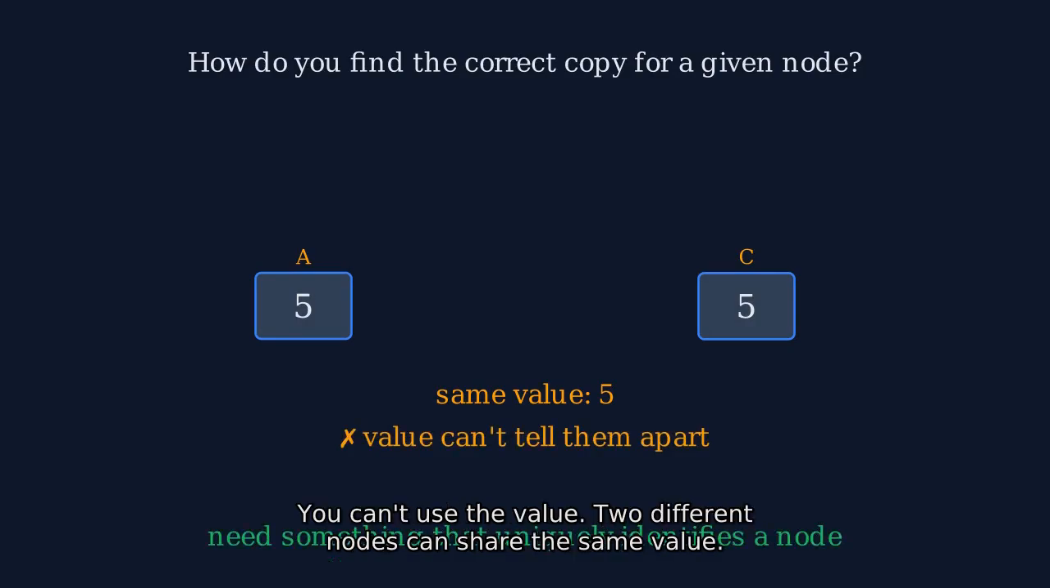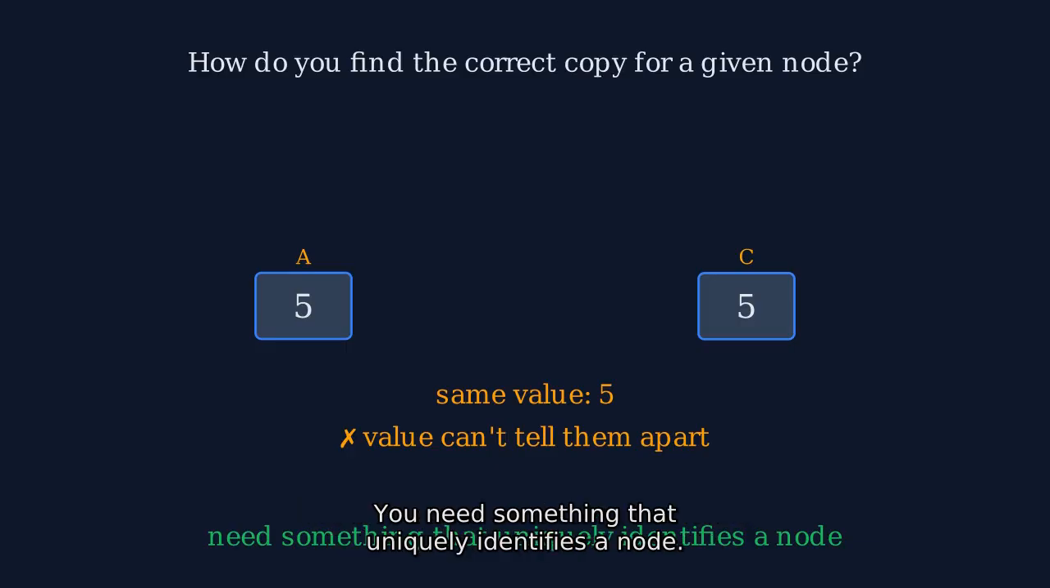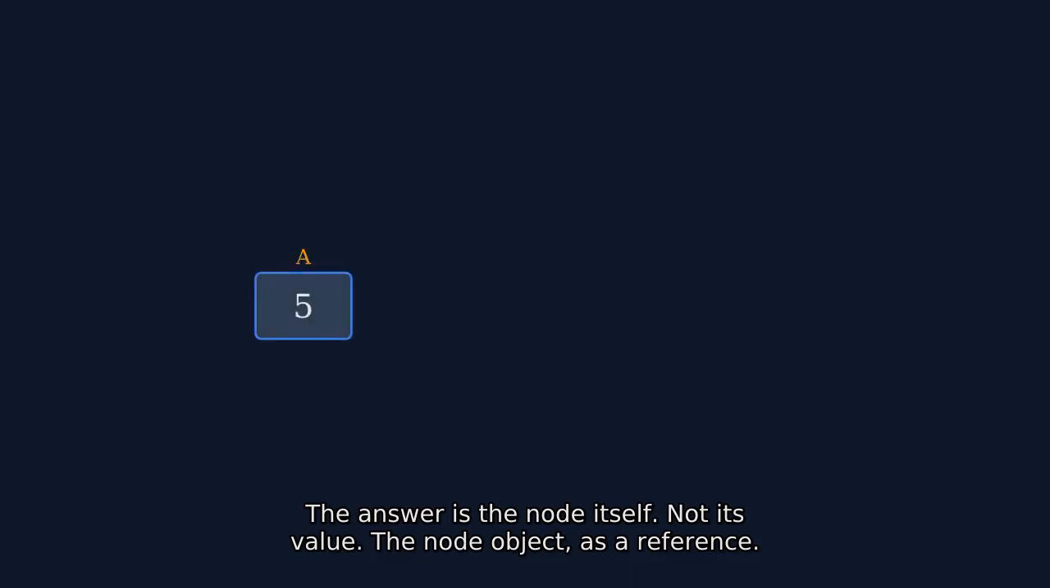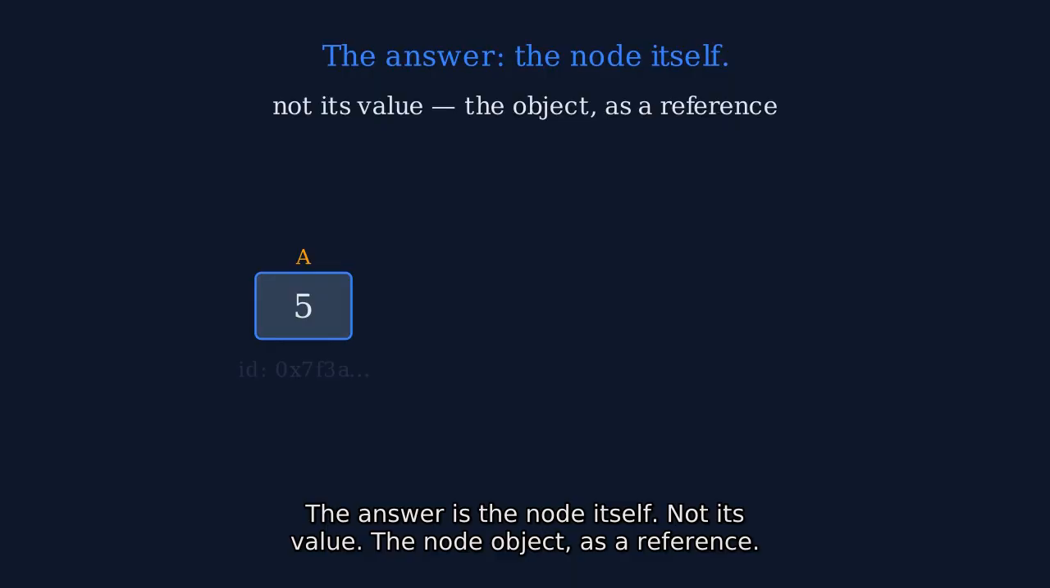You can't use the value. Two different nodes can share the same value. You need something that uniquely identifies a node. The answer is the node itself, not its value. The node object as a reference.